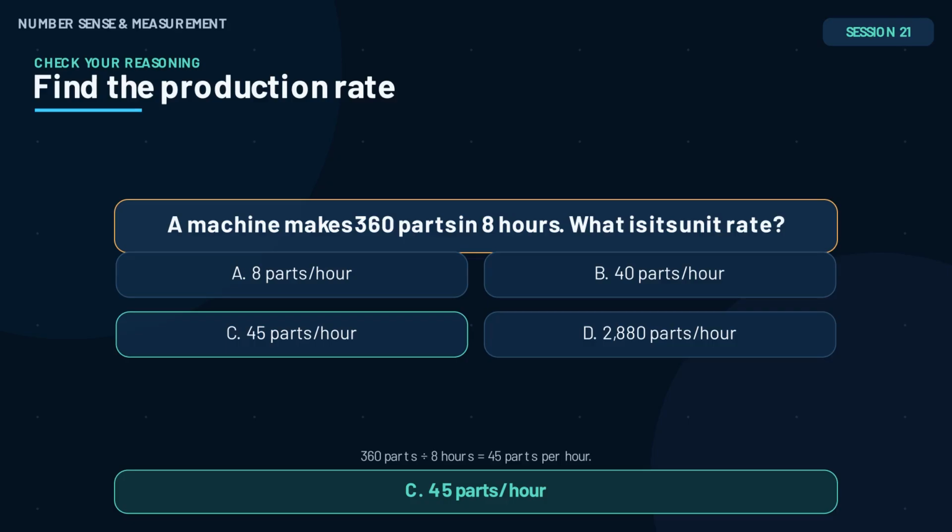Checkpoint. A machine makes 360 parts in 8 hours. Divide parts by hours to find the per hour rate. 360 divided by 8 equals 45. The unit rate is 45 parts per hour, so choice C is correct.